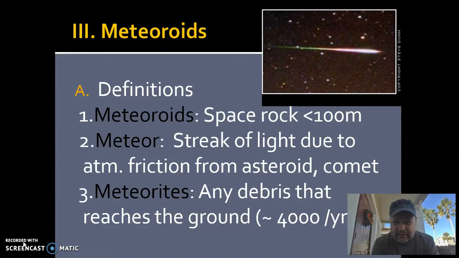I tried to do some research on this. It looks like about 4,000 meteorites land on the Earth each year. Of course, about 3,000 of those would land in the oceans. So we're only looking at 1,000 spread out over the entire land surface of the Earth.